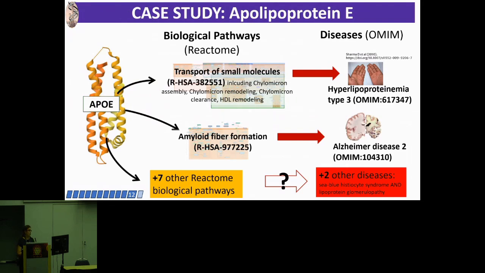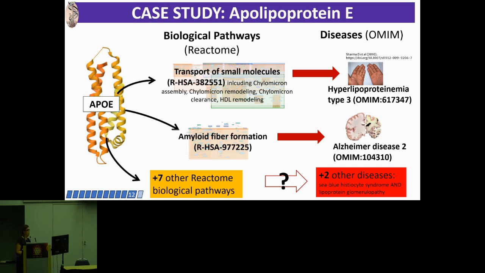So as a case study, here we propose apolipoprotein E. Apolipoprotein E is encoded by the gene APOE. It is a protein associating with lipid particles. This function has been studied in depth, and this protein is related with 11 different Reactome pathways. 4 of them are part of the Reactome pathways of transport of small molecules, namely chylomicron assembly, chylomicron remodeling, chylomicron clearance, and HDL remodeling. Considering these 4 pathways, the link is clear with the disease called hyperlipoproteinemia of type 3, a rare condition that presents xanthomatosis and also premature coronary and vascular disease due to accumulation of chylomicron and very low density lipoprotein residues.